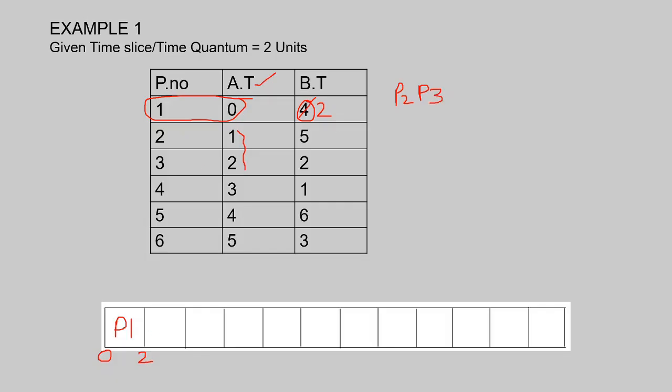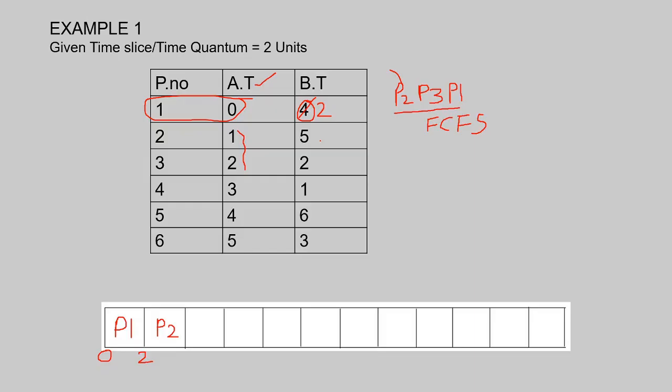When process P1's time expires, it will come back in the queue after P3. The CPU will now be given to the next process, that is process P2, because this is first in the queue. So the selection of the process will be in a first come first serve manner. You need to select the processes one by one from the queue. So now allocate process P2.